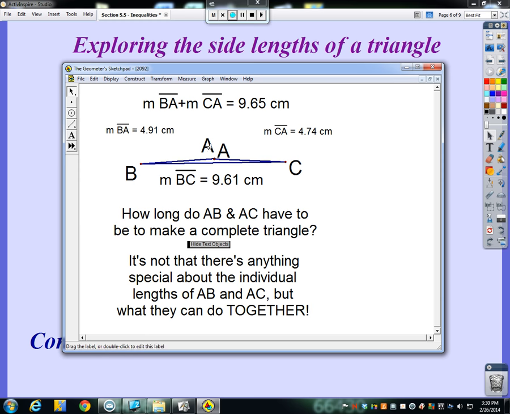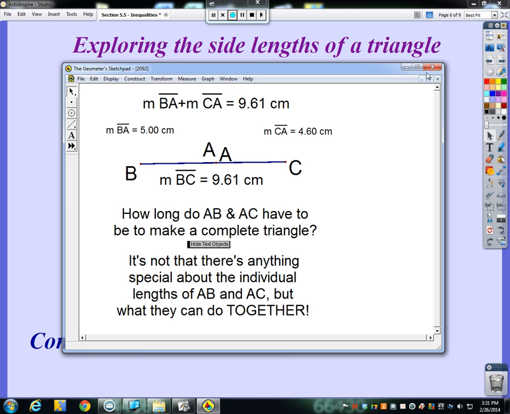Now, what happens if AB and AC are exactly the same as BC? Let's make that happen. Right there. So if these two lengths add up to be the same thing as the longest side, do we have a triangle anymore? And we don't. We really now have a segment that kind of has two smaller segments right on top of it.